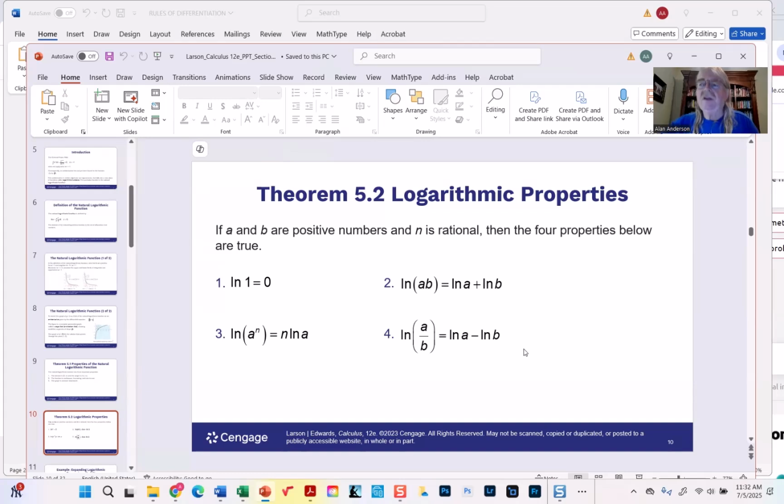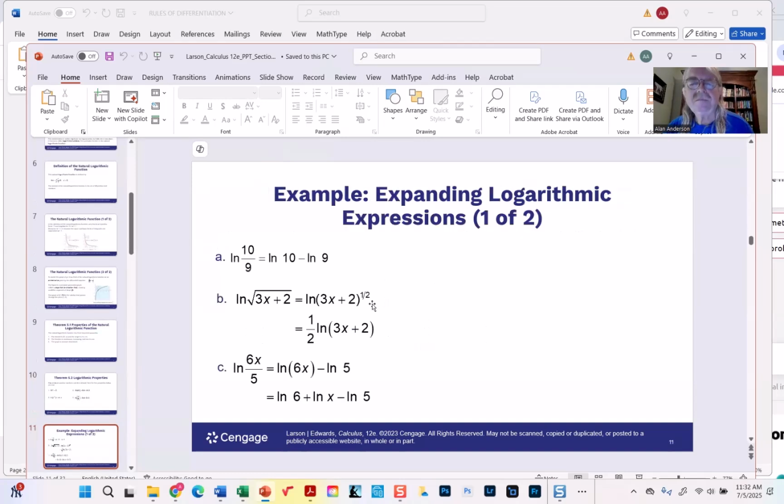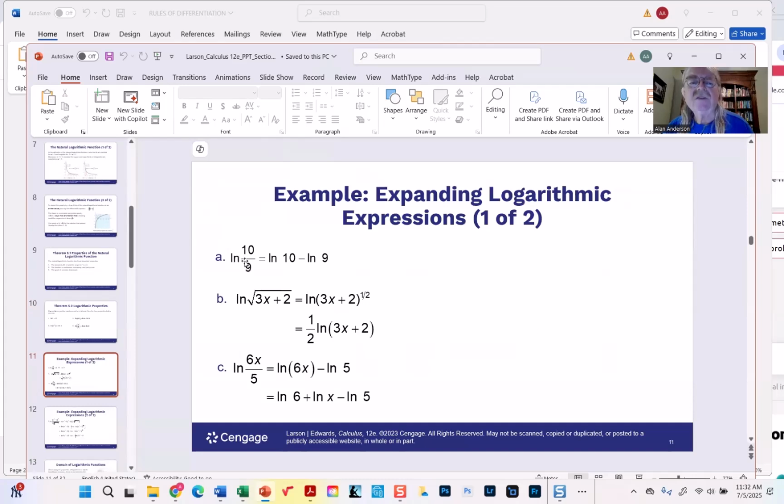Now, these properties will come in very handy if we need to simplify a very messy expression so that we can integrate it more easily or do whatever else we have to do. So these properties can be awfully helpful. For example, the log of 10 over 9 is the log of 10 minus the log of 9.